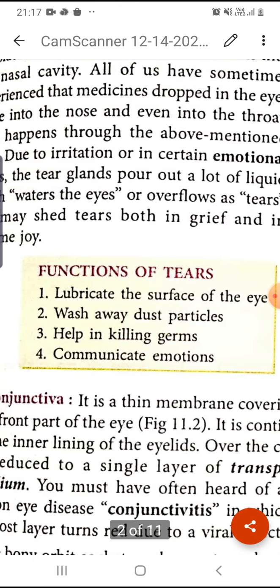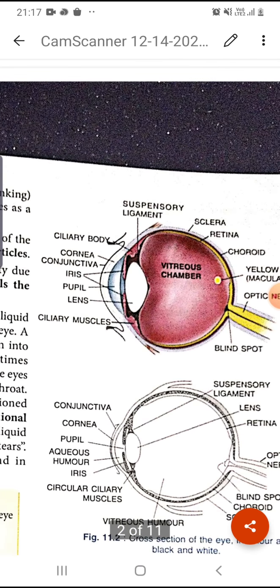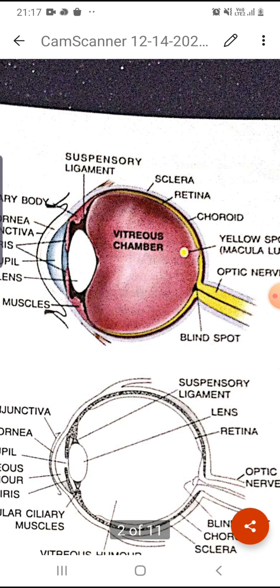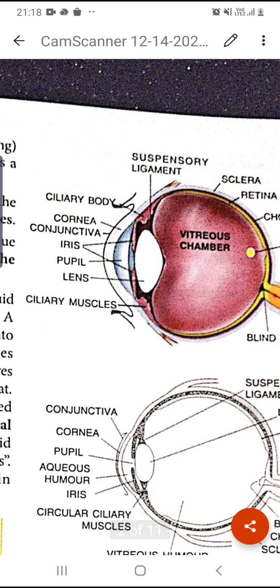See, aqueous humor and vitreous humor. This whole red portion is the vitreous humor, and the aqueous humor is in the front portion. As in the next diagram, the aqueous humor is this front space.